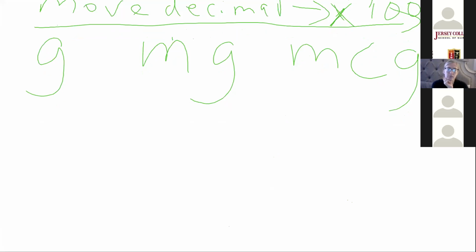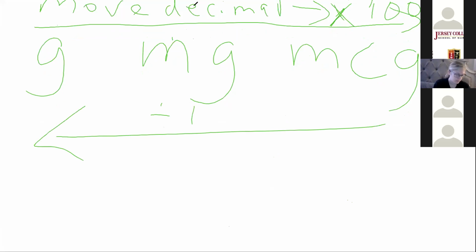All right. If you're going this way to the left, you're always going to divide by 1,000, or you're going to move the decimal 3 places to the left. With this one, you're going to the right. If you can always see that in your head, you'll always be able to convert.